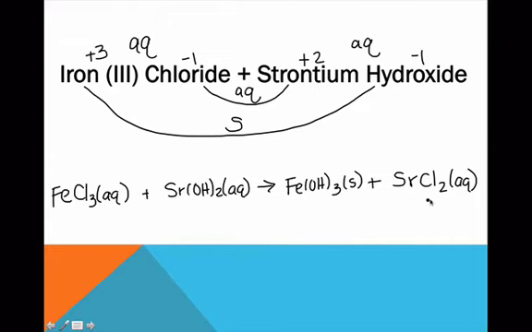Now I have to balance. 2 chlorines on this side, 3 on that side. I'm going to try and make 6. So 2, and then I'm going to put a 3 there. I need 3 strontiums and 2. Now I have 3 times 2 is 6 hydroxides, 2 times 3 is 6 hydroxides. Everything matches. So that's my final balanced equation.